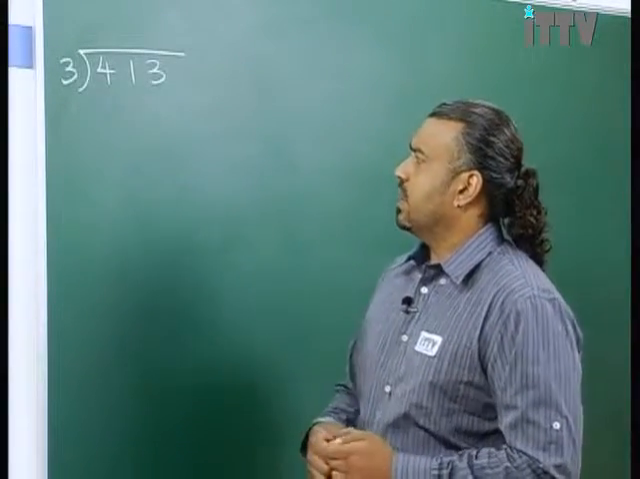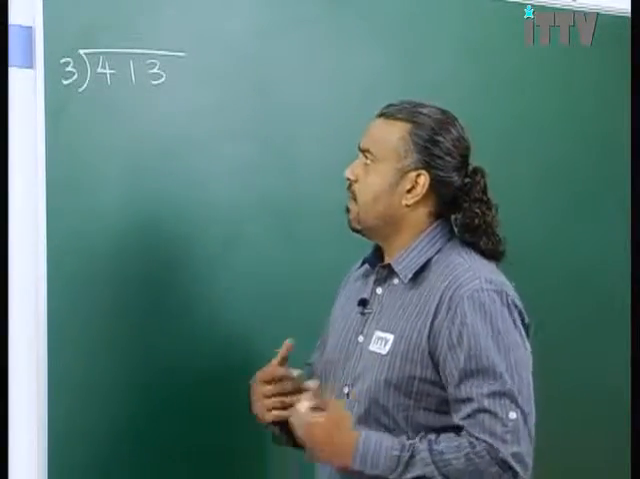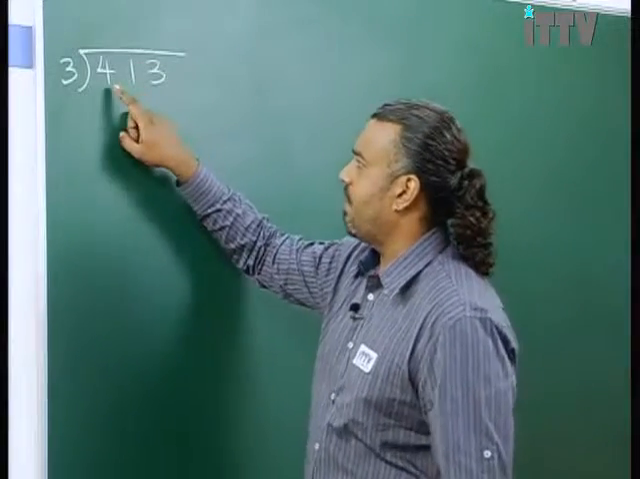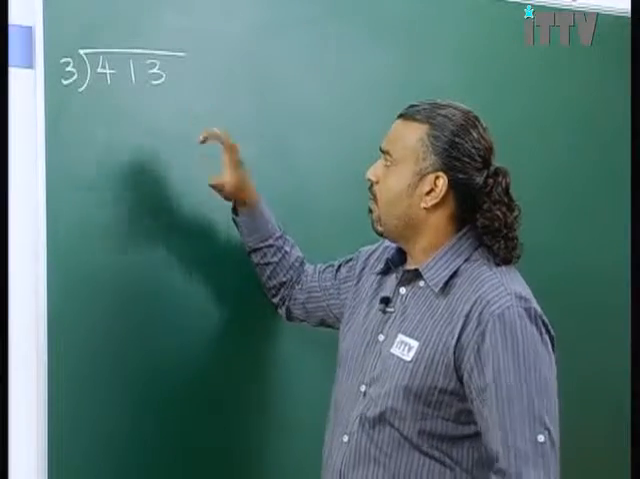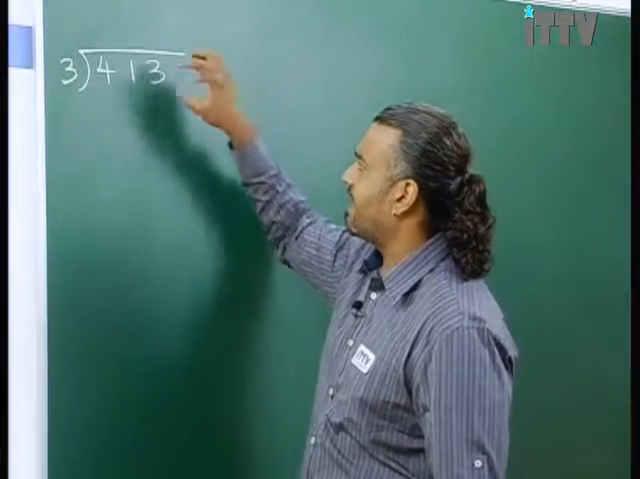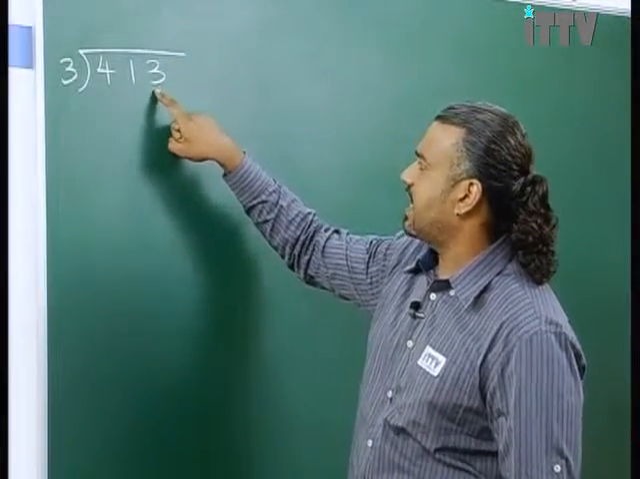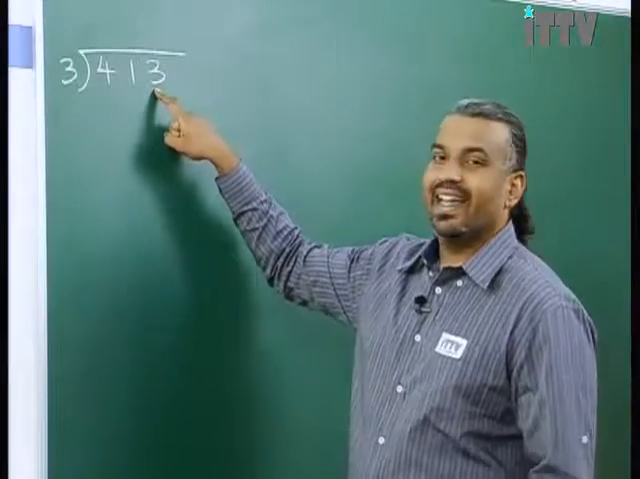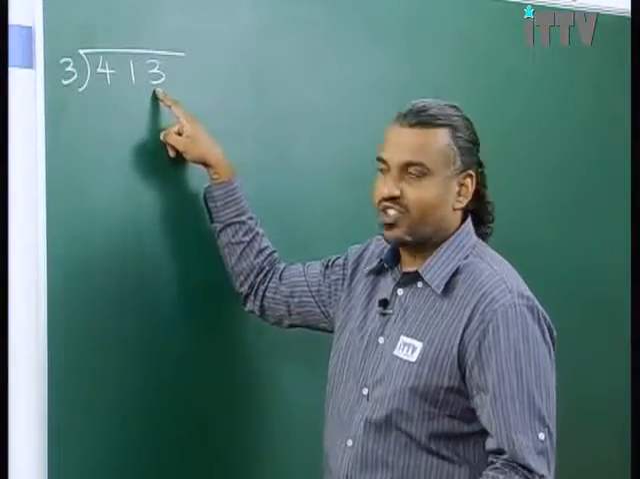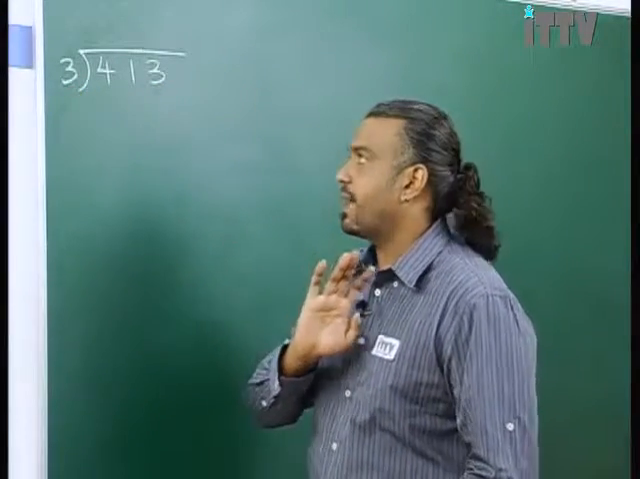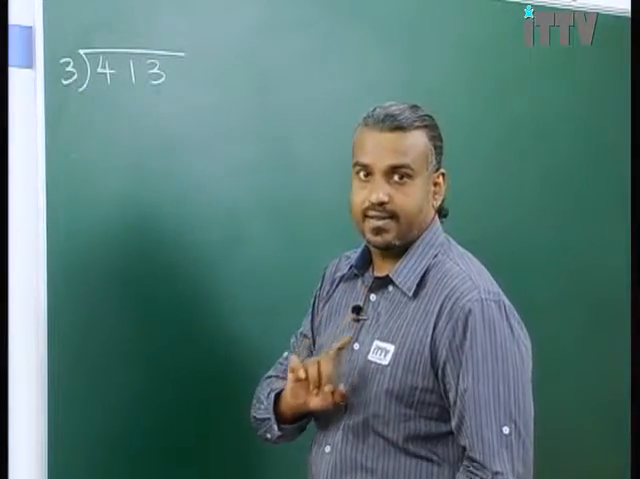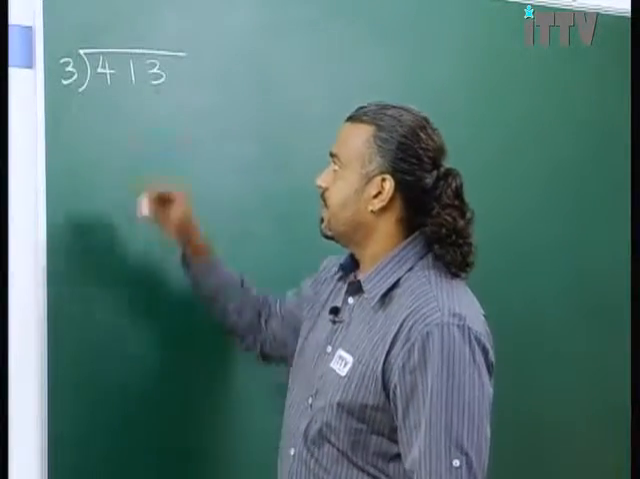Suppose, the moment most students see this number 413 as the dividend, most students will always go and attack the last number, and they will see the last digit here is 3. If it ends with 3, it should be able to be divided by 3. Now you got to pay attention to this because that's not the case. Why? Let's check it out.